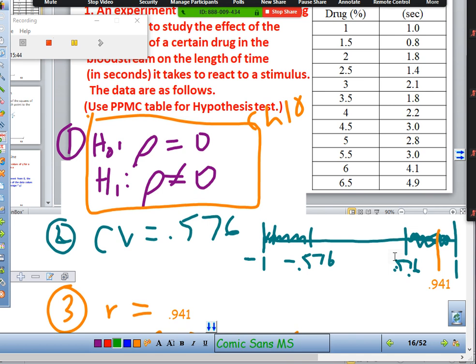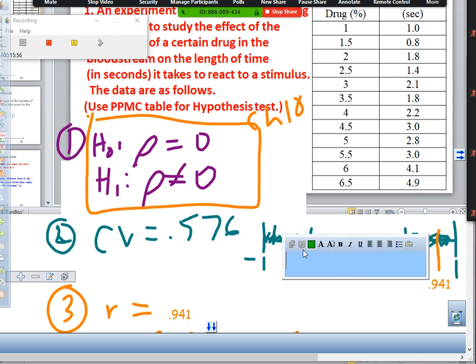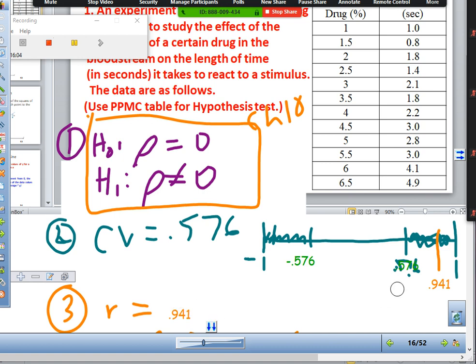And so then we're going to go ahead and put our data into list 1 and list 2. So put your X's into list 1, put your Y's into list 2, and then you're going to do stat calc 1 var stats. You should end up with an R of 0.941. So 0.941 goes right here. It's between 0.576 and 1, so it's in the rejection region, right? So we're going to reject H naught.